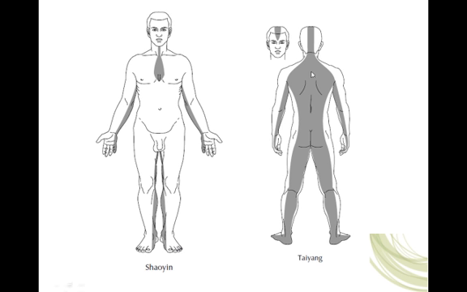Because we see that Taiyang covers a little bit of the forehead, but really the entire back. Shaoyin, posterior medial aspect of the lower extremity, and anterior medial aspect of the upper extremity.